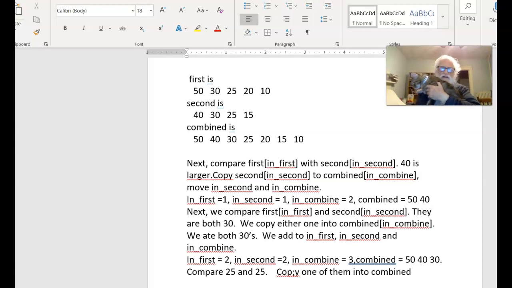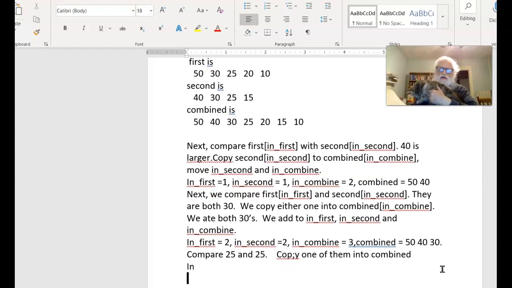So we now are going to have in, pardon me, it's hard to write with one hand, but that works. She's upset, but she'll come back.